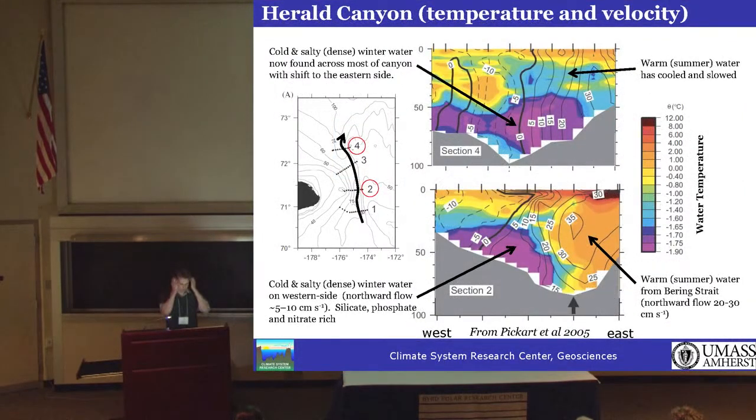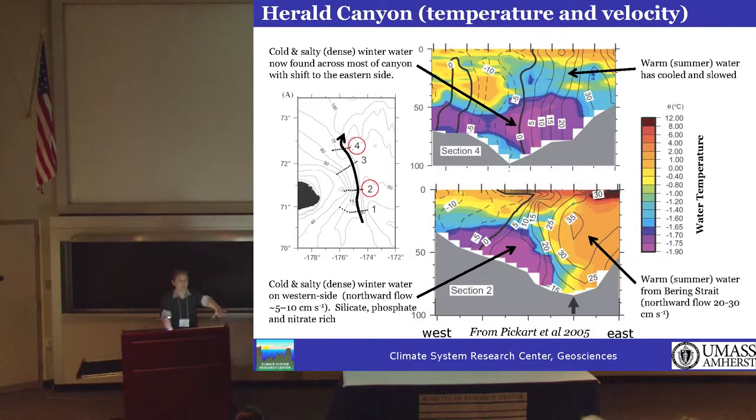So this is a cross section focusing on transects 2 and 4. Sorry, the bottom one is section 2. The colours show the temperature of the water, and the contour lines show the speed of the water. When the contour lines are solid, it means the water is going down the canyon, and when they're dashed, it means it's flowing in reverse. At the top of the canyon there is a cold water mass on the western side, and a faster flowing, warmer water mass on the eastern side. The warmer one is the summer water, and the colder one is the winter water, which was formed during the winter by the sea ice, etc.